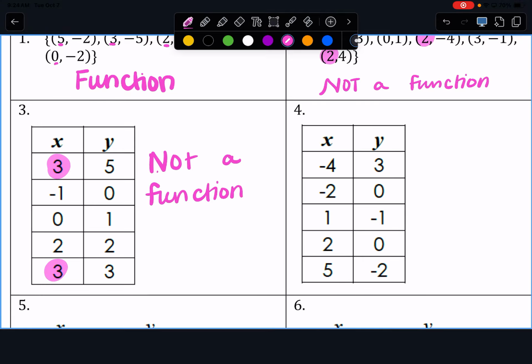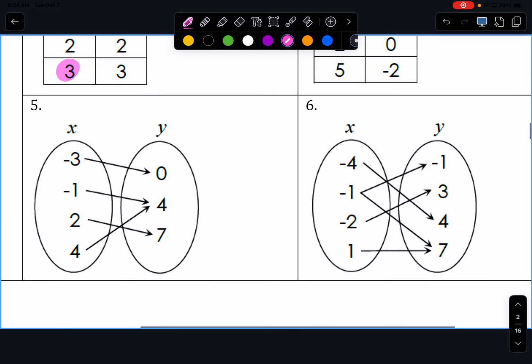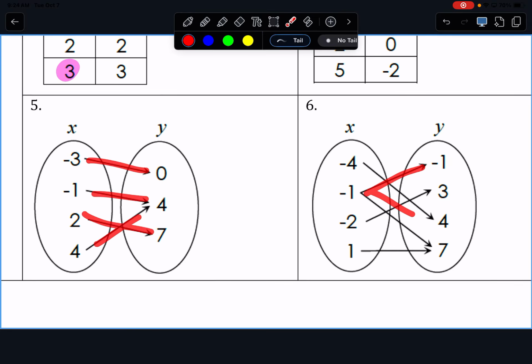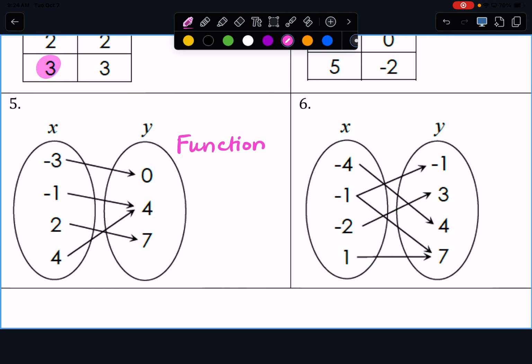All right, for number 4, are there any repeated inputs? So that means it is a function. All right, now we're going to look at a mapping. These are mappings because each input is mapped to an output. That's why they are named mappings. Okay, so for number 5, it is a function. Each input is mapped to exactly one output.